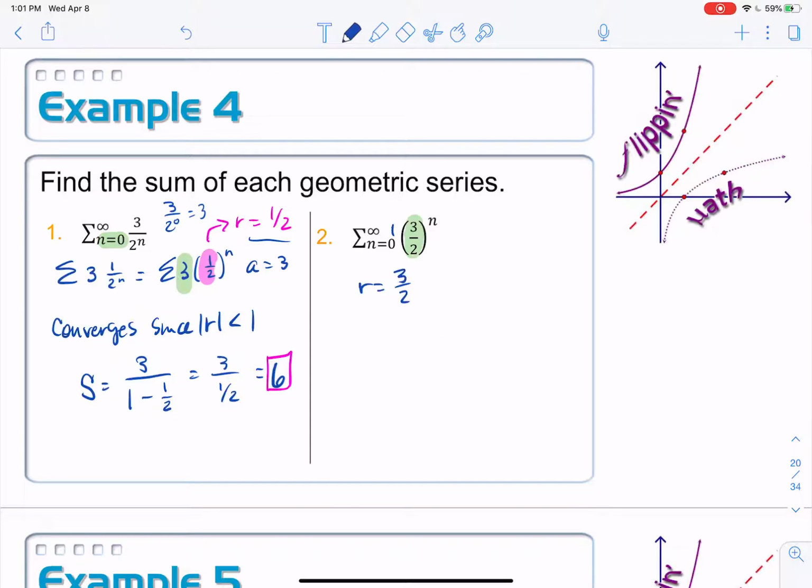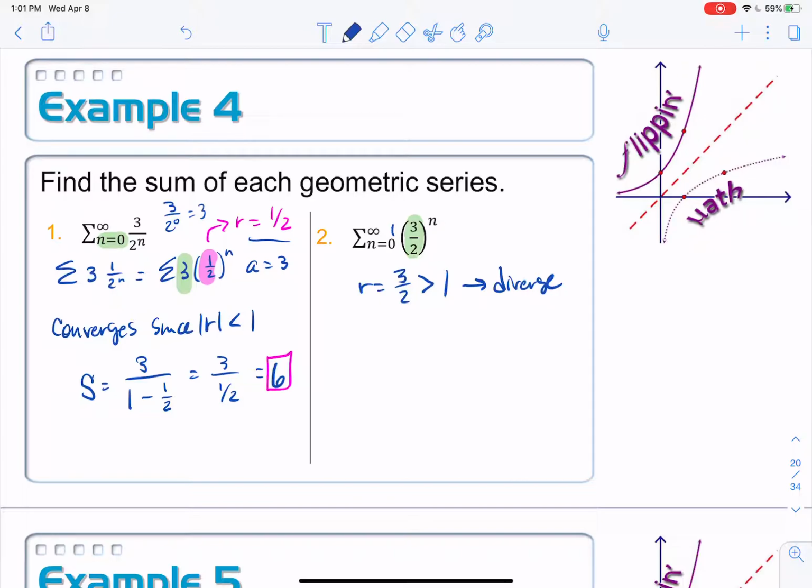I know that 3/2 is absolutely bigger than 1. So it's like I am getting closer and closer to these terms equaling 1.5, and I'm adding up an infinite number of 1.5s. What's going to happen to that series? This thing is going to diverge. Do not plug the numbers like the first term and the common ratio into the formula to get a sum, because this thing is supposed to shoot off to infinity.